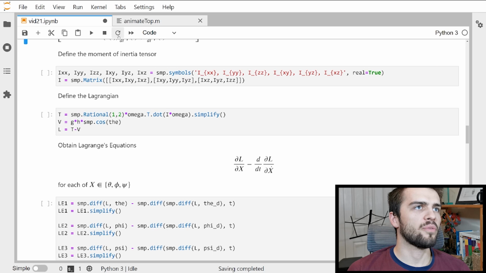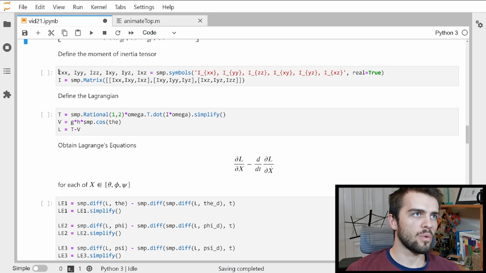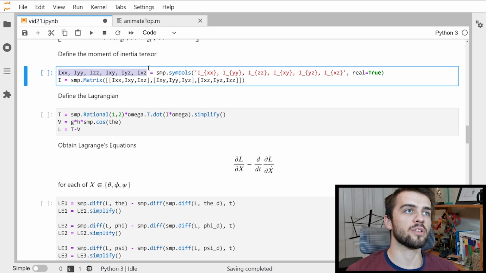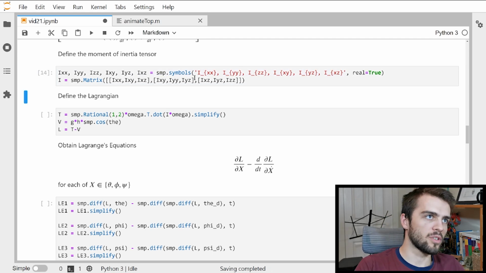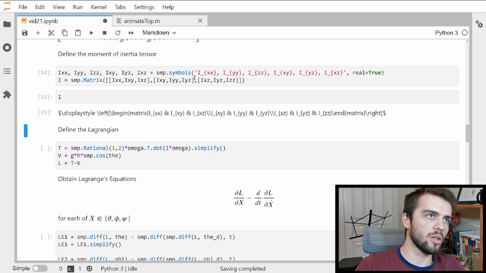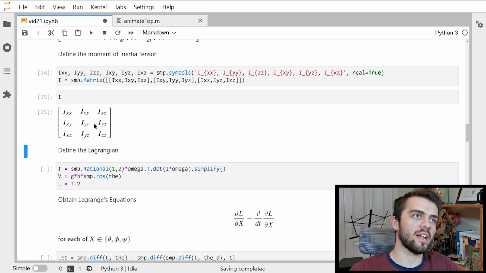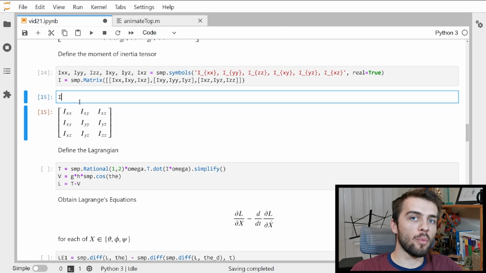The next thing I do is I define the moment of inertia tensor. So all of these quantities, you'll note that there's 6 free variables in the moment of inertia tensor because it's a symmetric tensor. So I define some new symbols in SymPy, and then I define my moment of inertia matrix. Of course, this is all symbolic right now. So these are all the quantities here. Once I'm given a specific 3D object, I can load it into Python and I can obtain this tensor. And that's what I did in my last video. But we'll leave it just symbolic for now.